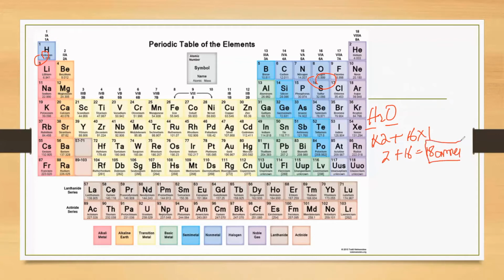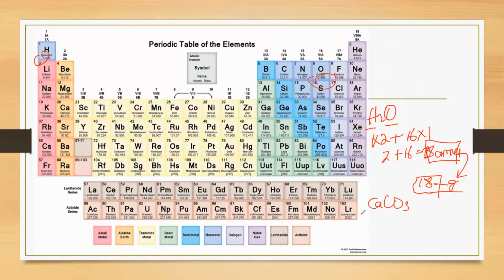18 AMU is the minute, atomic level calculation. If I express that calculation in the form of gram, like if I take 18 gram water, what would it be? It would be 1 mole. If I take 18 grams of water, it would be 1 mole of water, because the molecular mass is expressed in the form of gram. Let us take one more example.